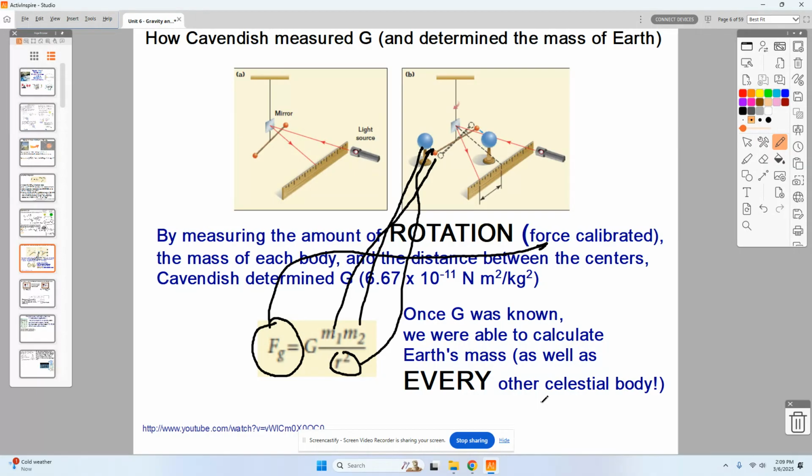Now, I've seen videos that people have done to try to replicate this experiment. It does work, but it's really difficult to actually do. But that's how we measure G. Once we got G, I'll show you how we're going to get other things from that. So that's how we know it, the fact that Cavendish gave us the big value of G. Okay, that's the idea. All right, let's send it back. I'll show you a quick little video on it.